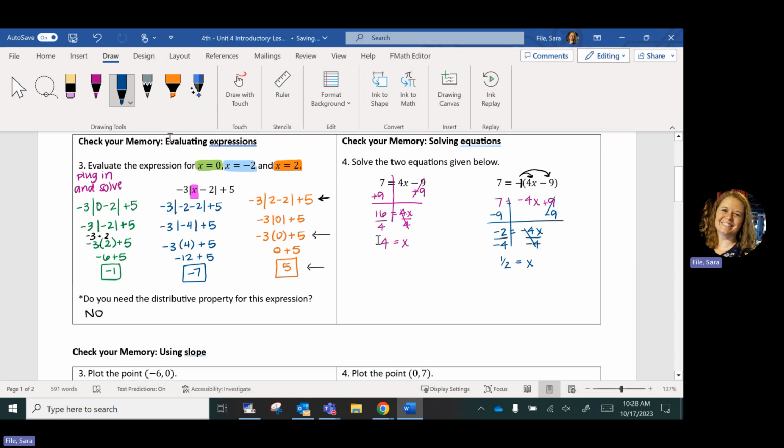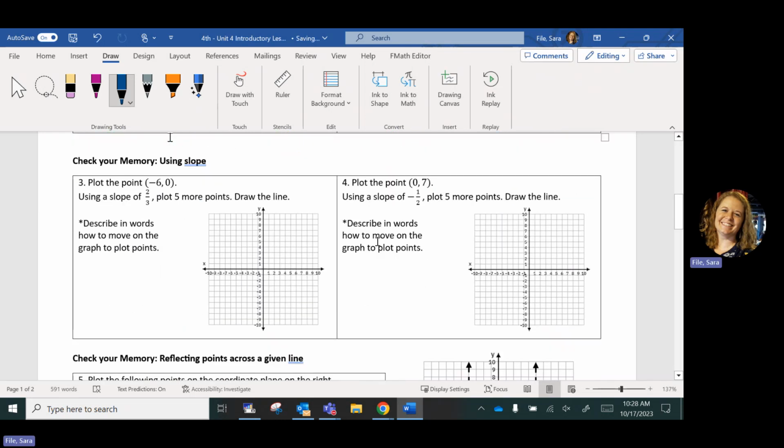Okay. All right, the next skill we're going to refresh our memory on is slope and graphing with slope. What is slope? What's another way you can refer to slope, or tell me what slope is? I heard rate of change. Yes, what else? Rise over run. Good. I'm going to write that down. Rise over run. Okay, or you could write rate of change. It's the change in y over the change in x.